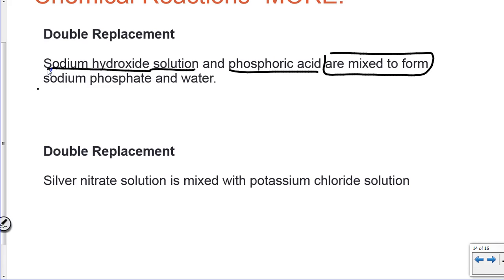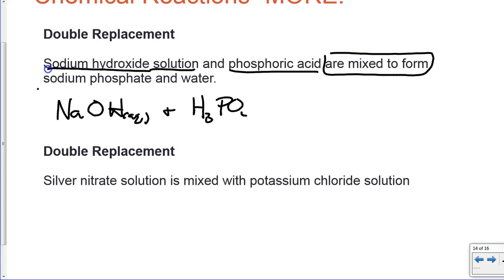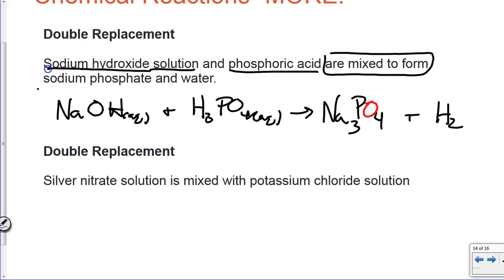Now, we can start with our reactants. Sodium hydroxide, obviously it's in solution, so we have aqueous, plus phosphoric acid, H3PO4, aqueous, arrow, mix to form our sodium, which has a +1 charge, phosphate. We know phosphate has a -3, sodium has a +1, so we see Na3PO4 plus H2O.